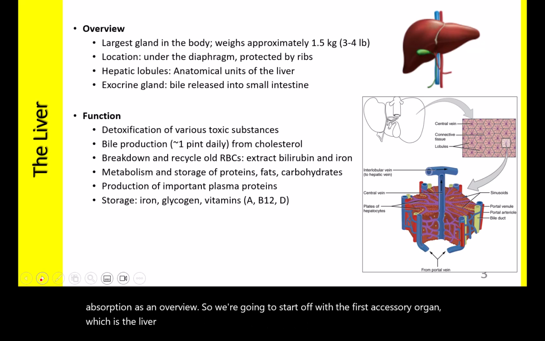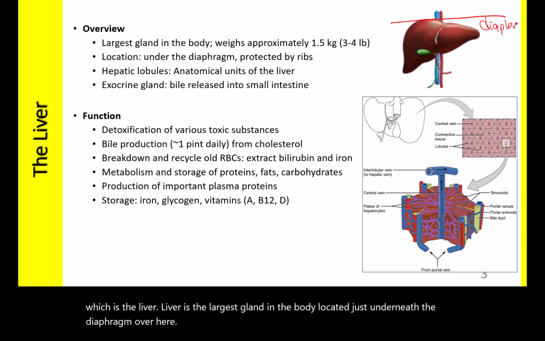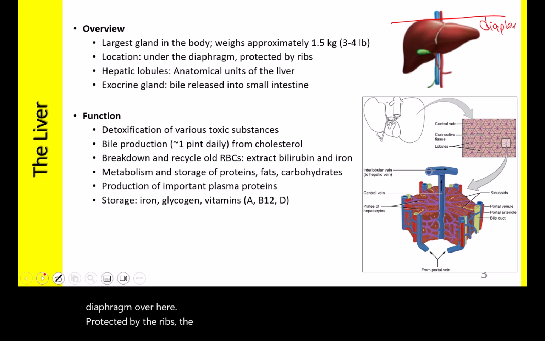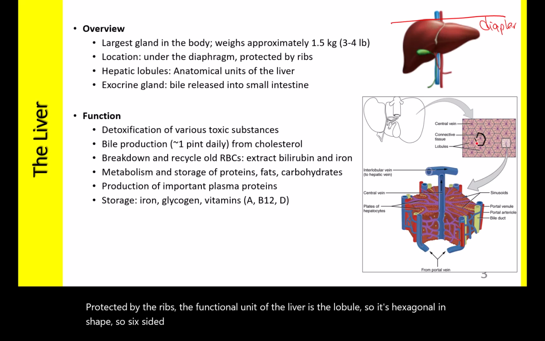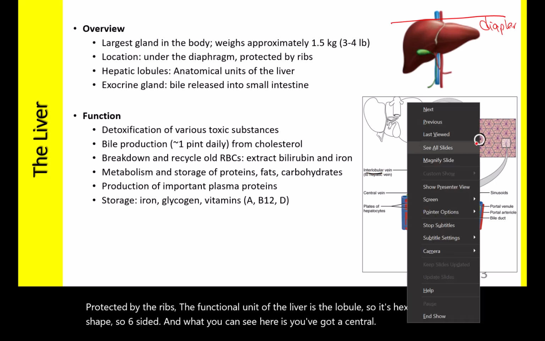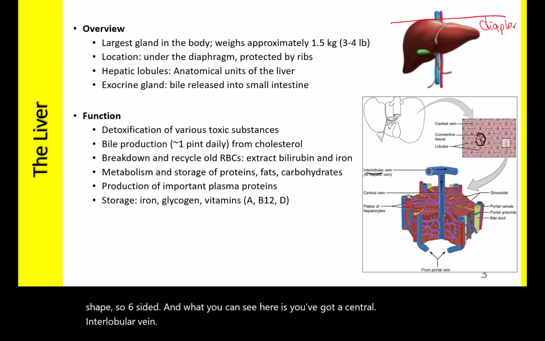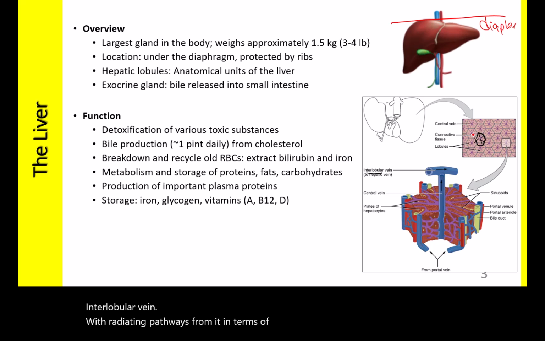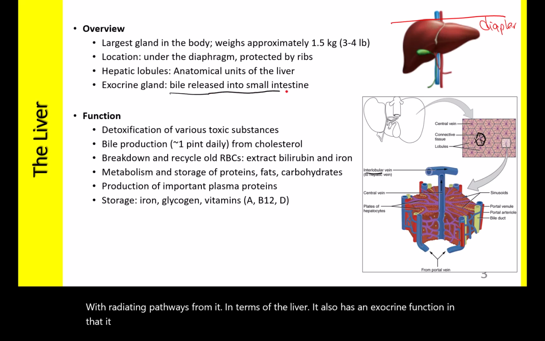The liver is the largest gland in the body, located just underneath the diaphragm over here, protected by the ribs. The functional unit of the liver is the lobule. It's hexagonal in shape, so 6-sided. And what you can see here is a central interlobular vein with radiating pathways from it. The liver also has an exocrine function in that it produces bile, which is released into the duodenum, the first part of the small intestine.